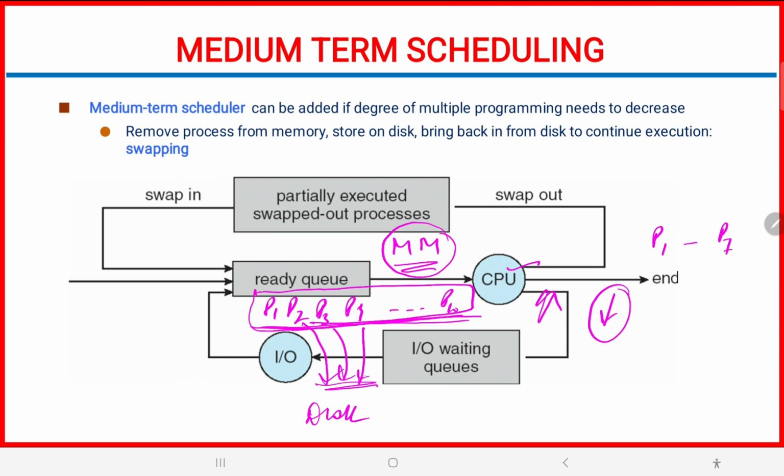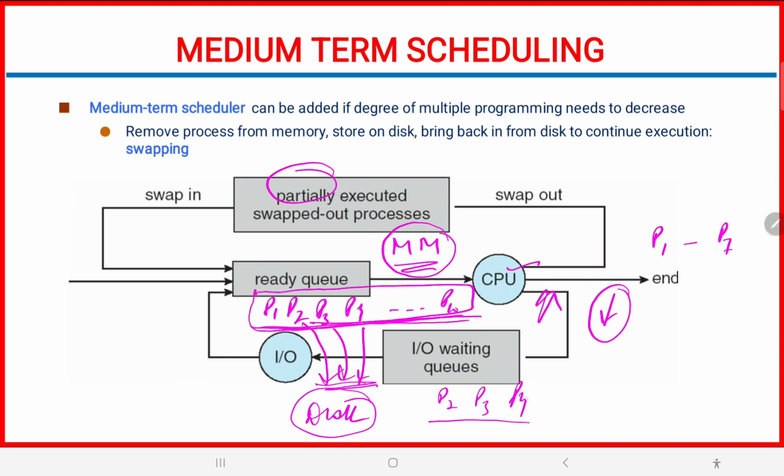Now we are storing these 3 processes on the disk. The question arises, why do we need to store them onto the disk? Because P2, P3 and P4, the 3 processes that were removed from the ready queue, have executed partially. That is, they have not yet completed their job, but their execution has been done partially.